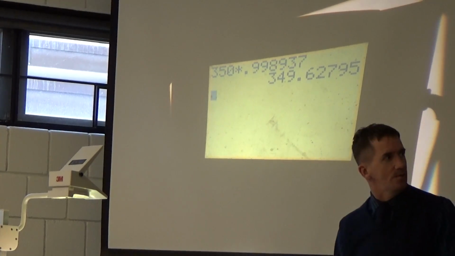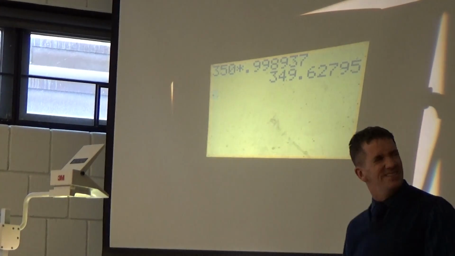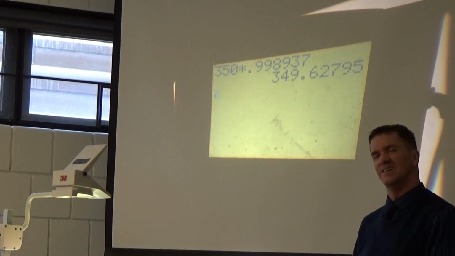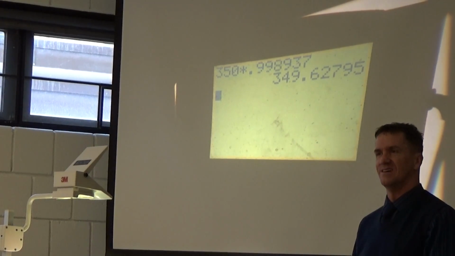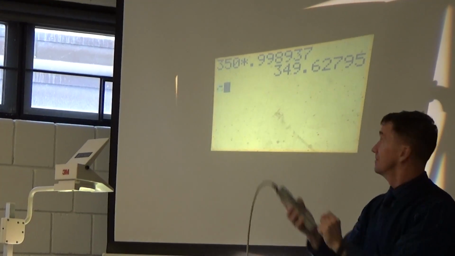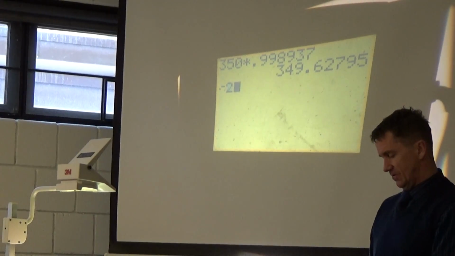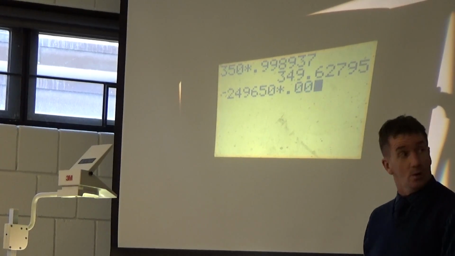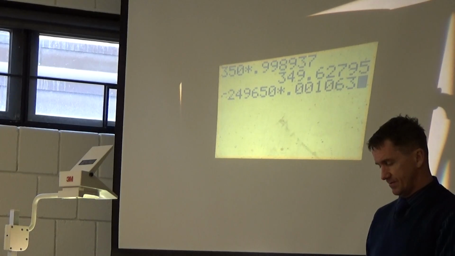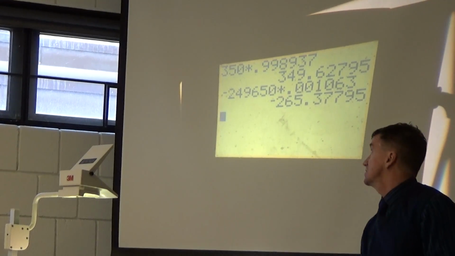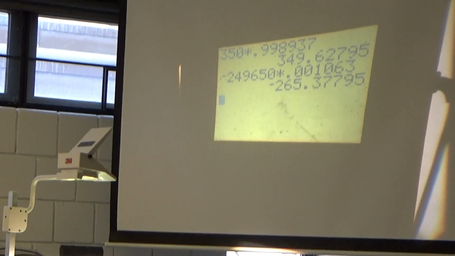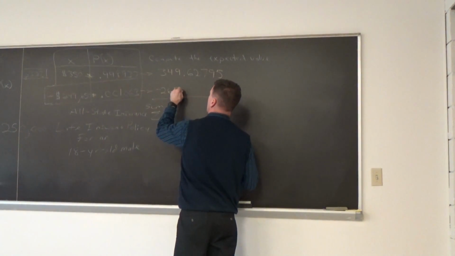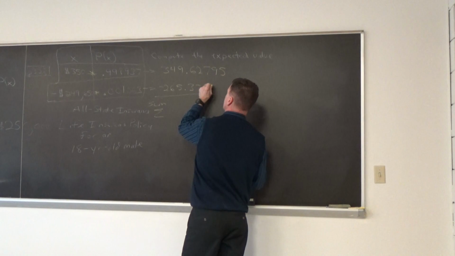All right, what else do I have to multiply? 249,650 times 0.001063. Where's the negative button? I think it's way at the bottom. I'm going to hit the negative. Negative 249,650 times 0.001063. All right, negative 265.37795.